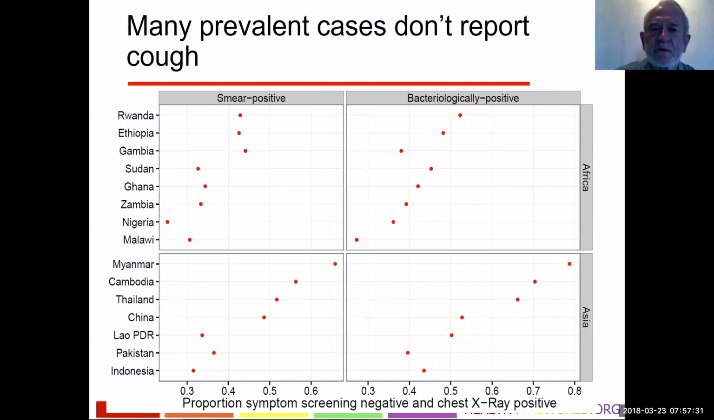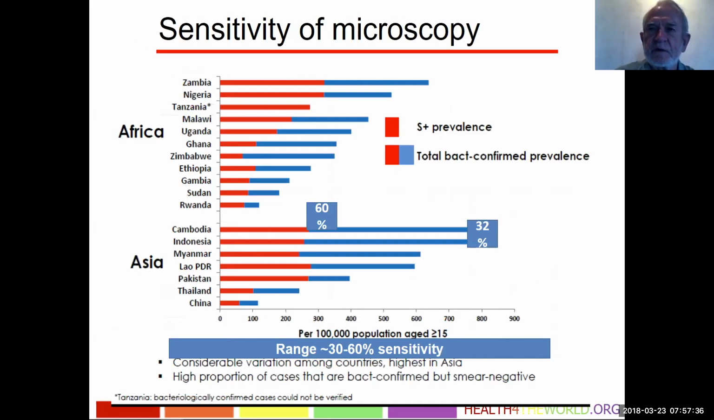The sensitivity of smear microscopy we've known was not good. We've known that for a long time. It's been estimated that by and large, smear microscopy was about 50% sensitive. That is, if you use the denominator of all culture positive cases, about 50% were found to be smear positive. What these data from the prevalence surveys show is that there's great variability among countries with a broad range of sensitivity from around 30% to around 60%.